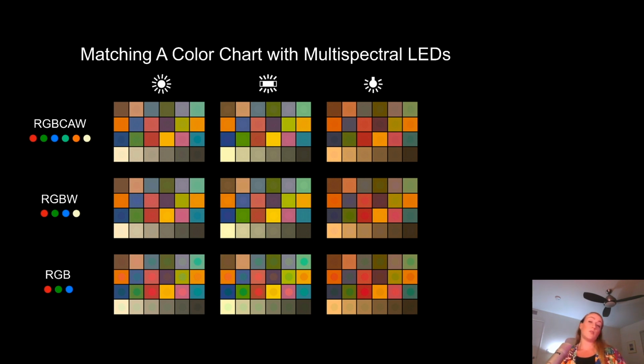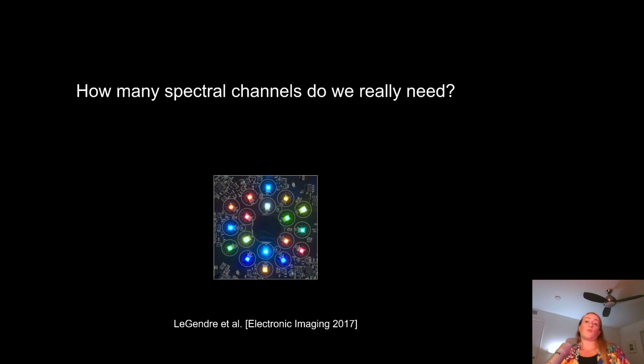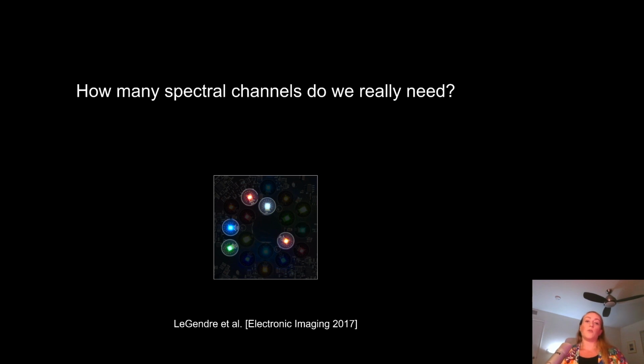Now, the relative success of the RGB white LED mix here brings up the next question, which is what's actually an optimal LED selection for lighting reproduction? How many spectral channels do we really need for color accurate lighting reproduction? Instead of 6, can we use 5? Can we use 4? How many spectral channels do we need? Is there any point in adding any more?